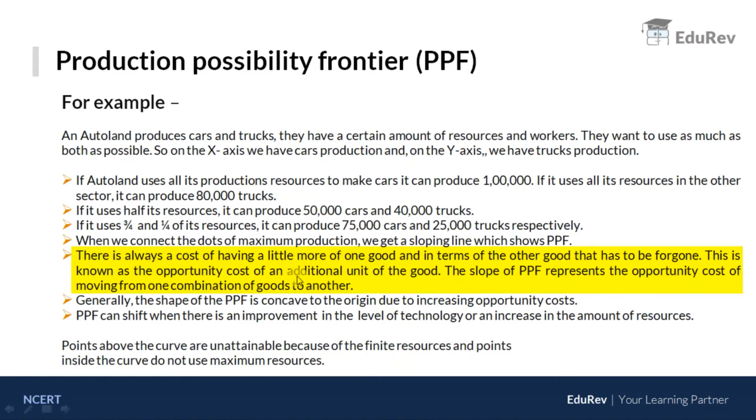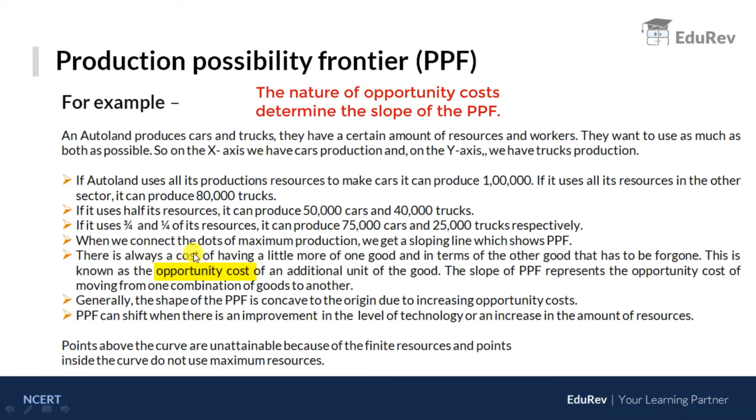Okay. So there is always a cost of having a little more of one good, in terms of the other good that has to be foregone. This is known as the opportunity cost of an additional unit of the good. The slope of the PPF represents the opportunity cost of moving from one combination of goods to another. This is a very important point. Opportunity cost actually drives the shape of the PPF.